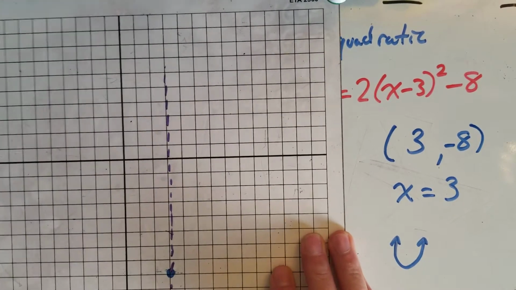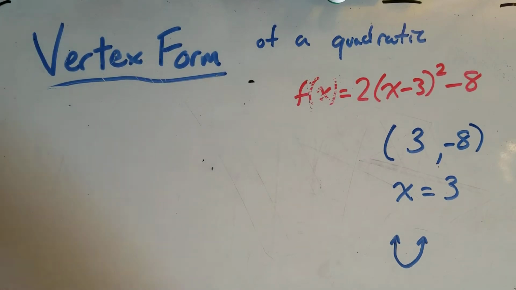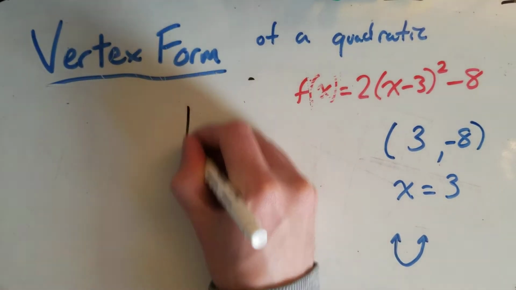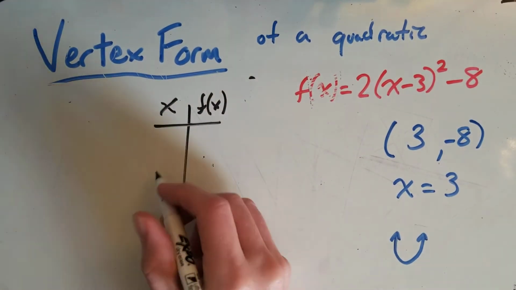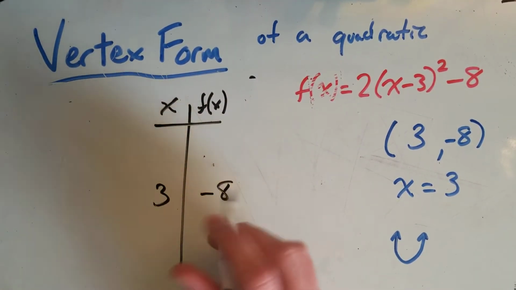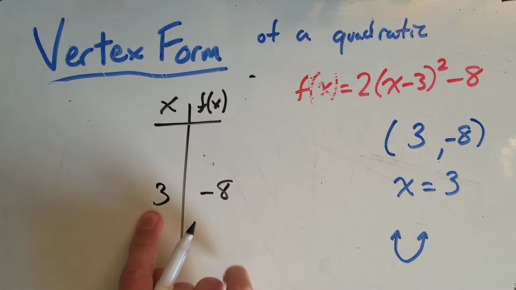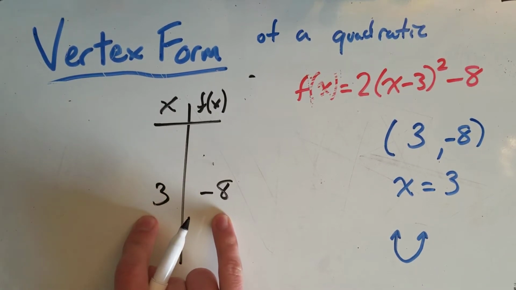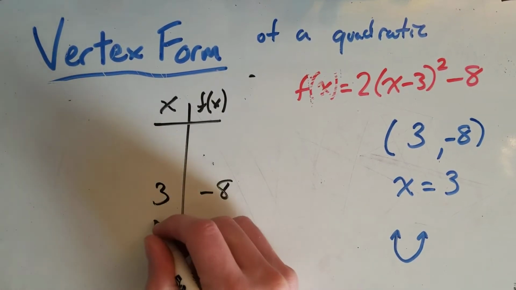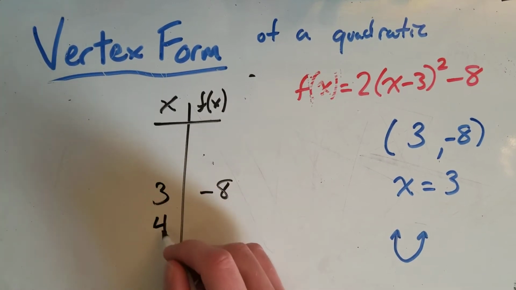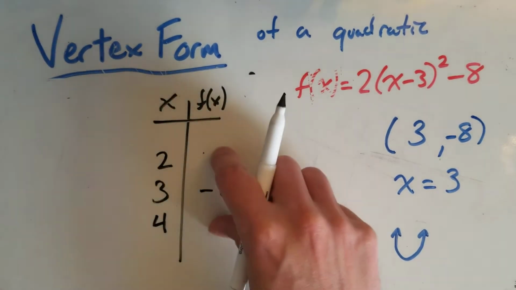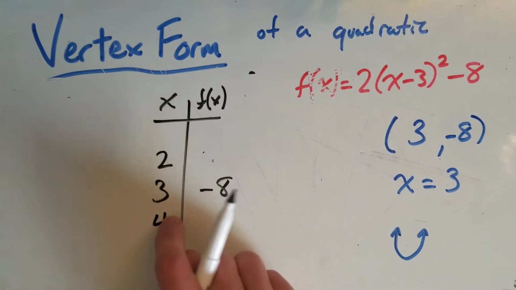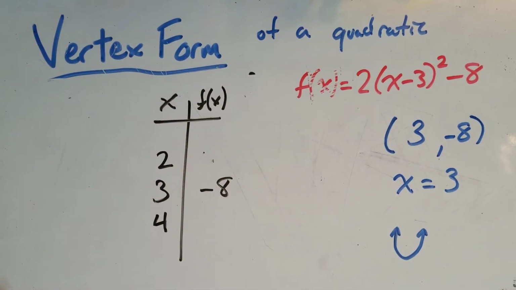So the best thing to do after this is now find some other points. I like to make a little table, x and, in this case, f of x. We had 3 and negative 8. That's going to be our axis of symmetry, so our vertex. So I'm going to use points that are really close to it. Like if I use 4 going 1 higher, then 2 going 1 lower, they're both going to have the same output. They're both going to be the same distance away from that axis of symmetry.